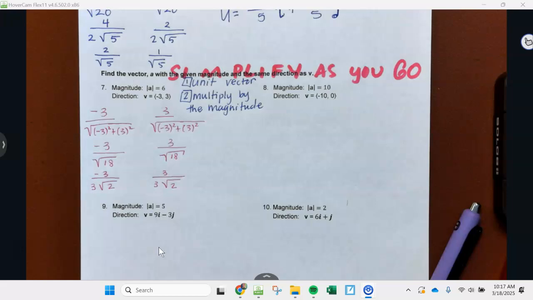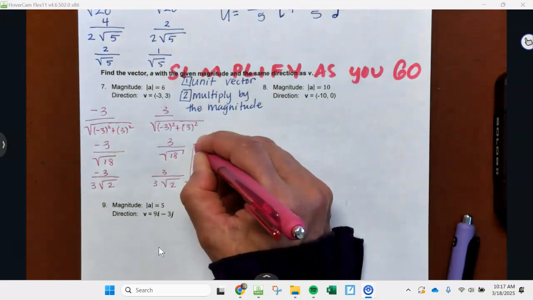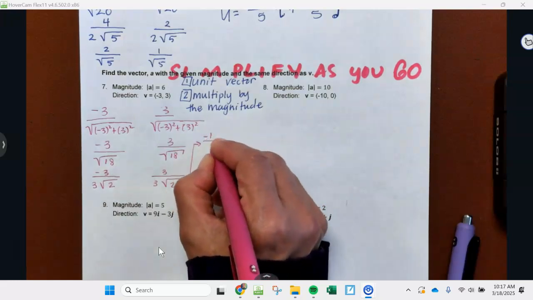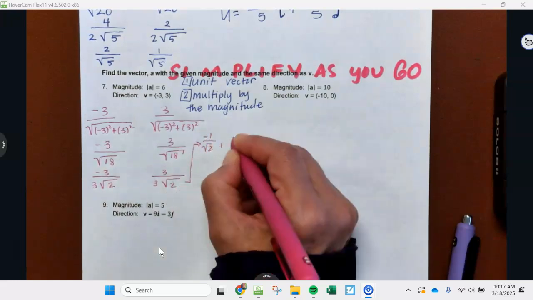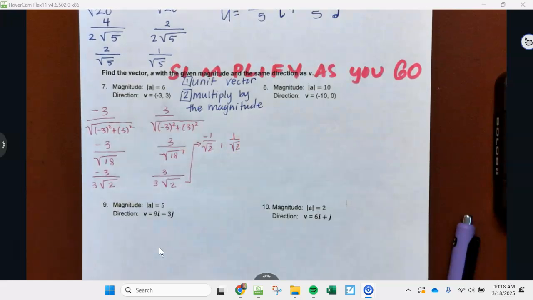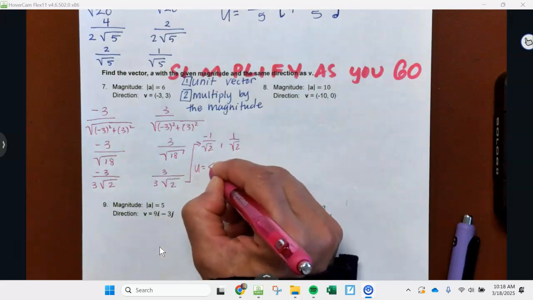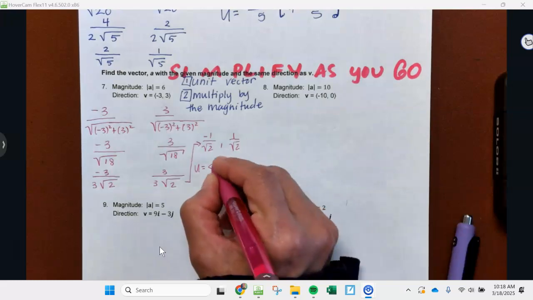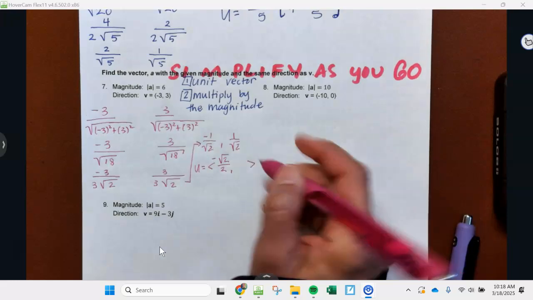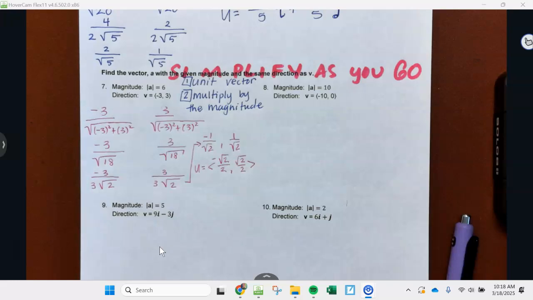All those 3's are going to cancel. I kind of ran out of room, so I'm going to scoot my work over right here. So this is going to be negative 1 over root 2, positive 1 over root 2. I have to rationalize the denominator now. So here's what the unit vector is. And remember, this is just a toolkit. This is not my final answer. Negative square root 2 over 2, positive square root 2 over 2. But the hard work is done.